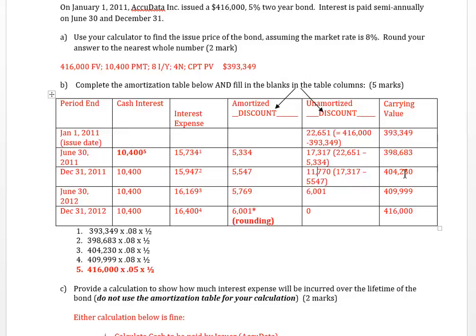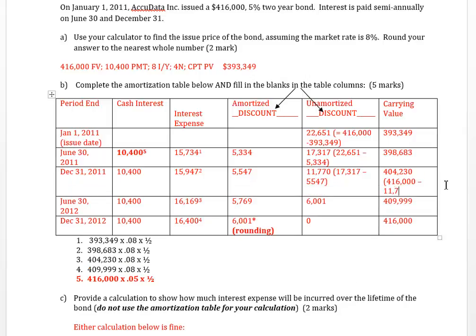So now we're left with a carrying value of what? $416,000, which is the face value. So a couple of different ways you can do it. I prefer this way, but it's up to you. Less the unamortized discount. Some students like to think of it as the difference between, or the carrying value of $398,683 plus the amount of discount you amortized. It's the same thing.